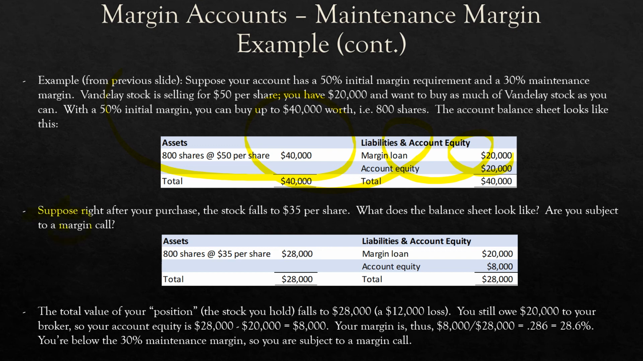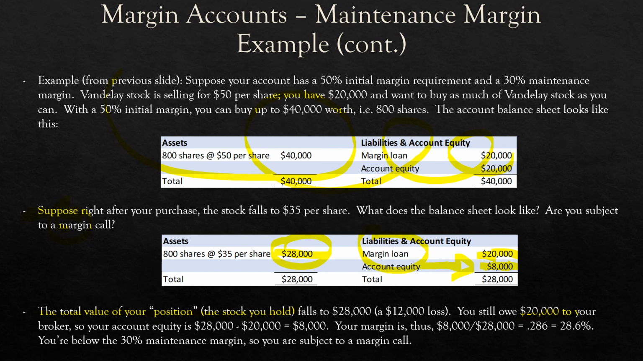Suppose right after your purchase, the stock falls to $35 per share. What does the balance sheet look like at this point, and are you subject to a margin call? The margin loan is $20,000. Your account equity is $8,000, and the 800 shares at $35 per share is $28,000. So the total value of your position, meaning the stock you hold, falls to $28,000. You've just seen a $12,000 loss. You still owe $20,000 to your broker, so that's the margin loan. Your account equity is $28,000 minus the $20,000 loan. So it's the assets, the shares, minus the loan, and that gives you your equity of $8,000.